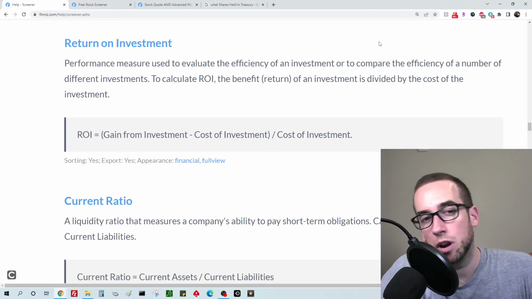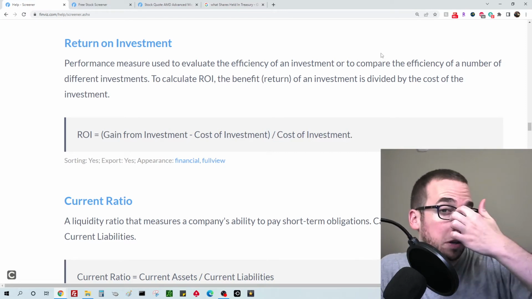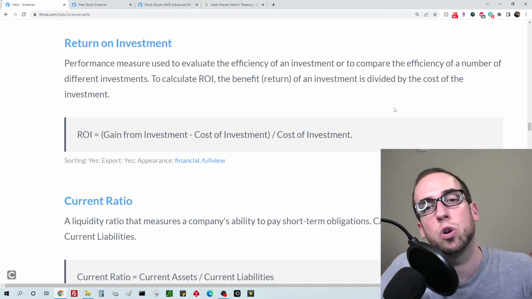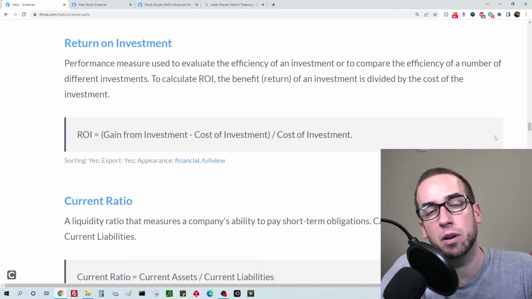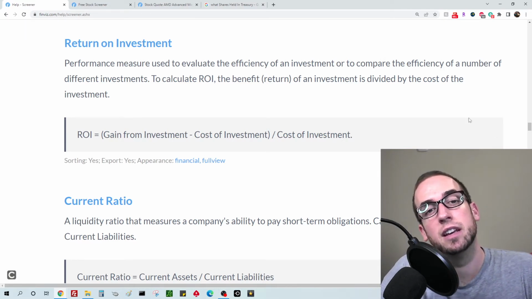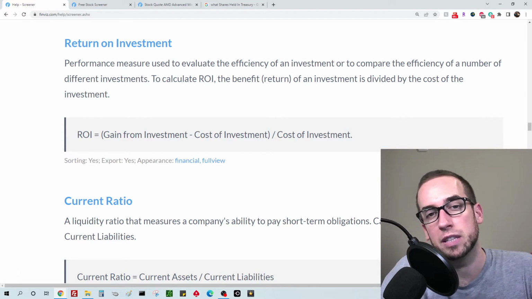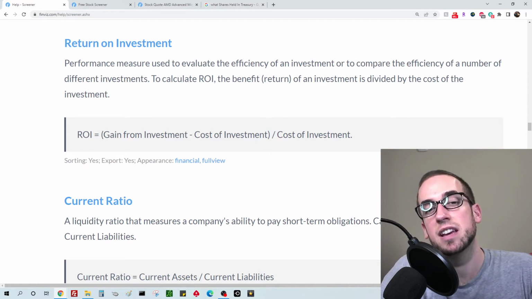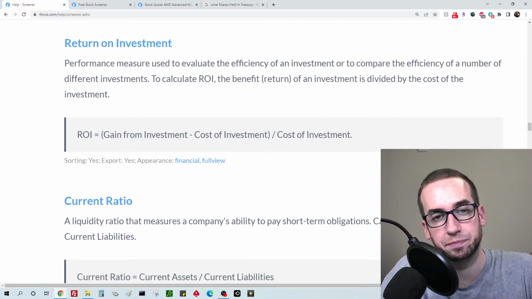Return on investment, ROI. A performance measure used to evaluate the efficiency of an investment or to compare the efficiency of a number of different investments. To calculate ROI, the benefit (return) of an investment is divided by the cost of the investment. So ROI equals (gain from investment minus cost of investment) divided by cost of investment.